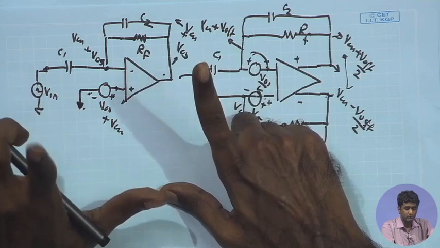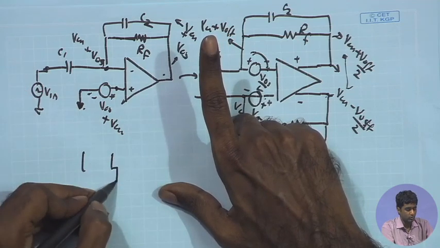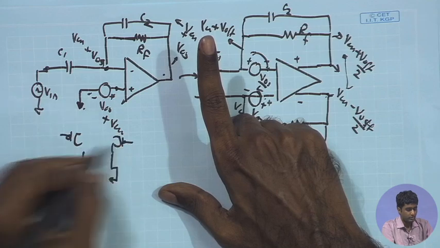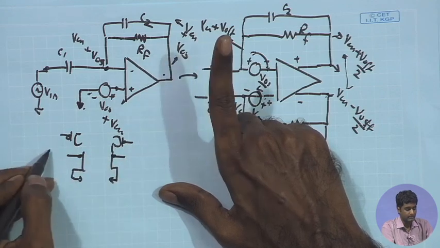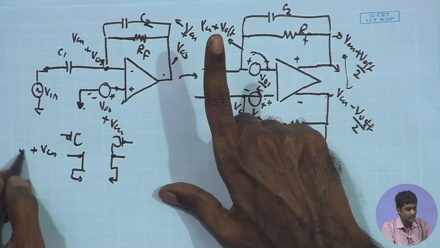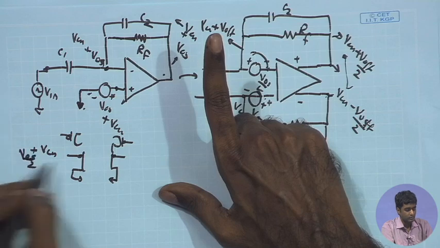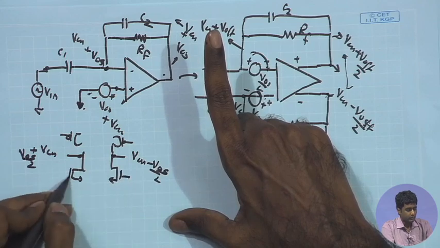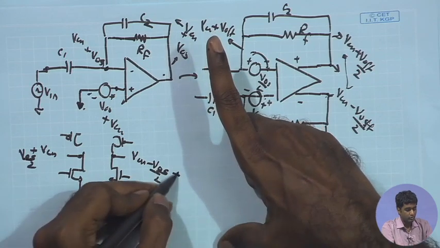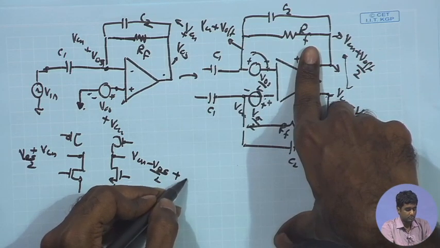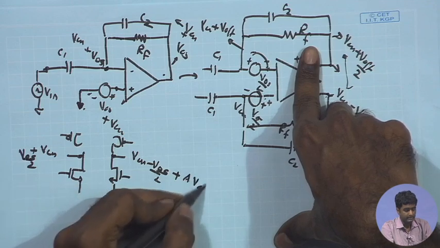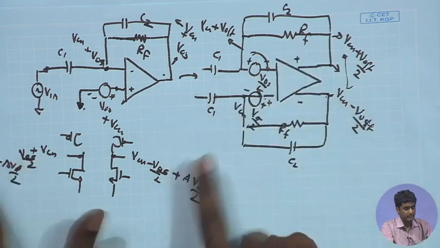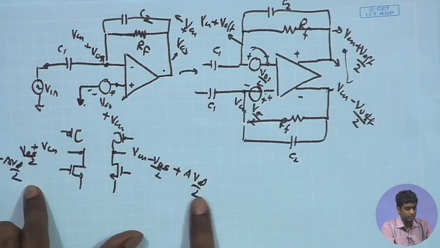From the point of view of DC, the two output nodes, the final outputs, suppose in a common source stage, rather than being exactly VCM, will be VCM plus V offset by 2 and VCM minus V offset by 2. And then you have the AC signal coming in. On top of that you have A times VD by 2 and minus A times VD by 2. There is a differential gain from input to output. So, this will be the picture.